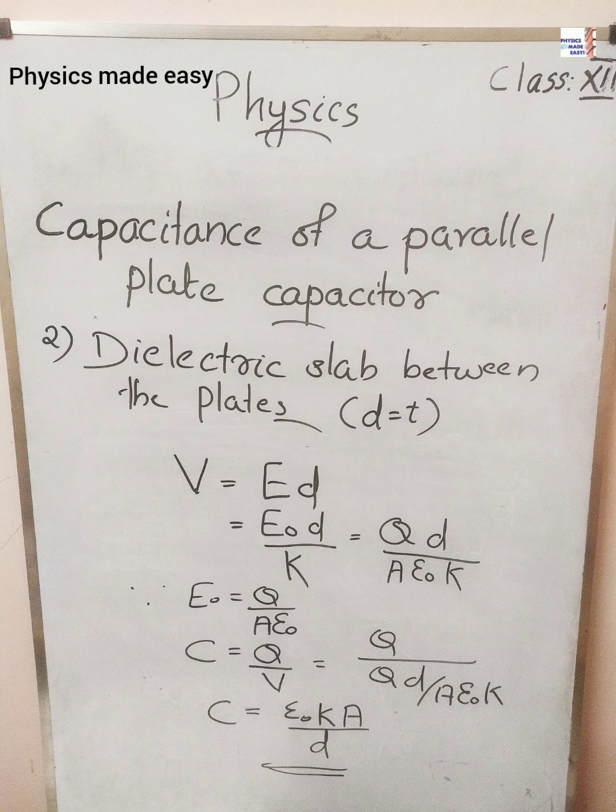Now our equation for capacitance is C is equal to Q by V. Then substitute for V in C. Then Q by Q D by A epsilon 0 K. Then C is equal to epsilon 0 K A by D. This is the capacitance for a parallel plate capacitor if a dielectric slab is placed between the plates.